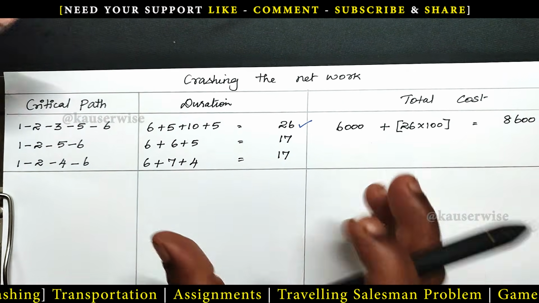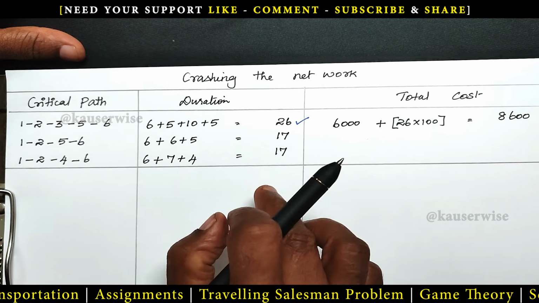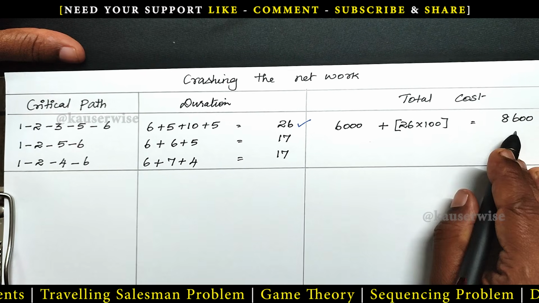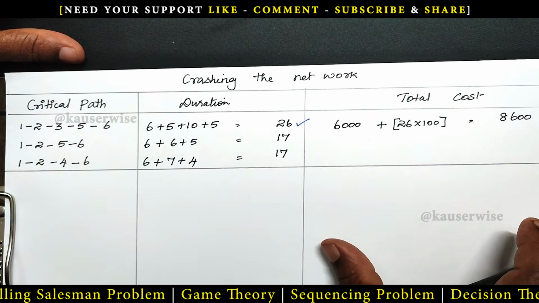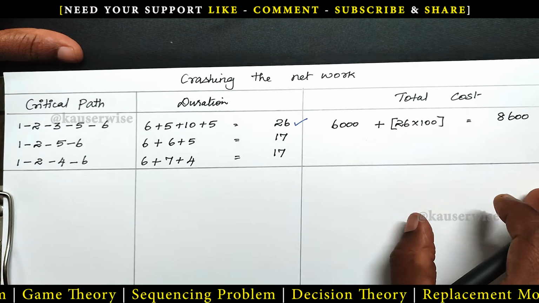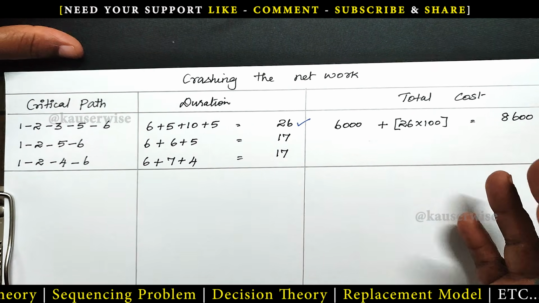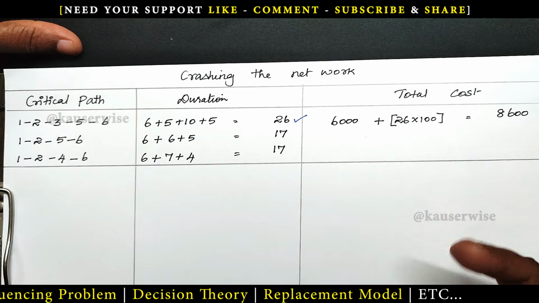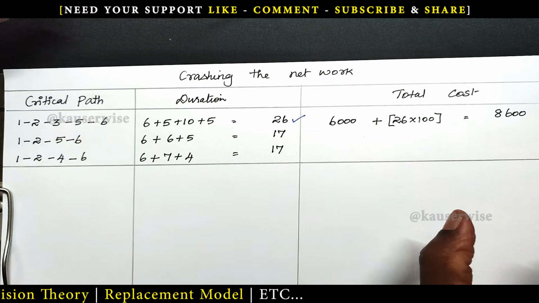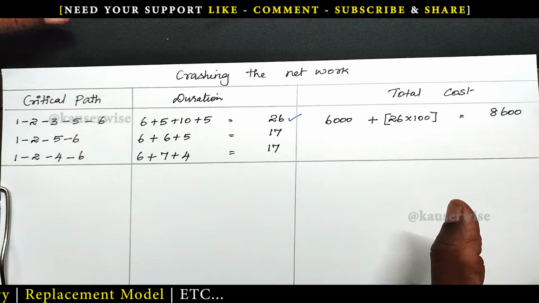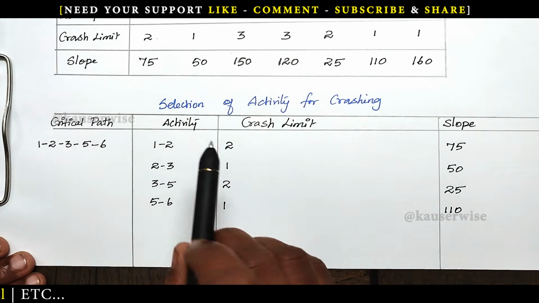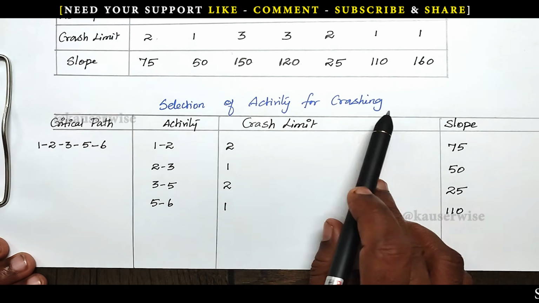Now we are going to crash the network in order to reduce the duration along with the optimum cost. Our intention is to reduce the duration, and at the same time reduce the cost. The next step is we need to create one table called selection of activity for crashing. That is, which activity we need to crash in order to minimize the total cost. See, this is the table for selection of activity for crashing.